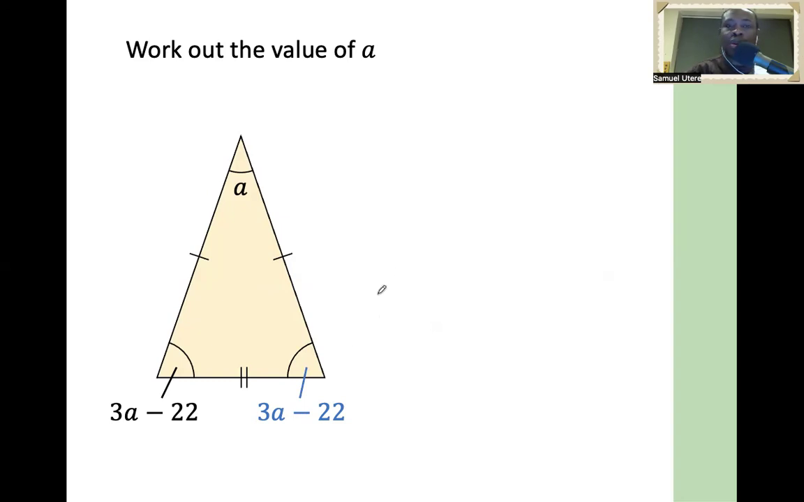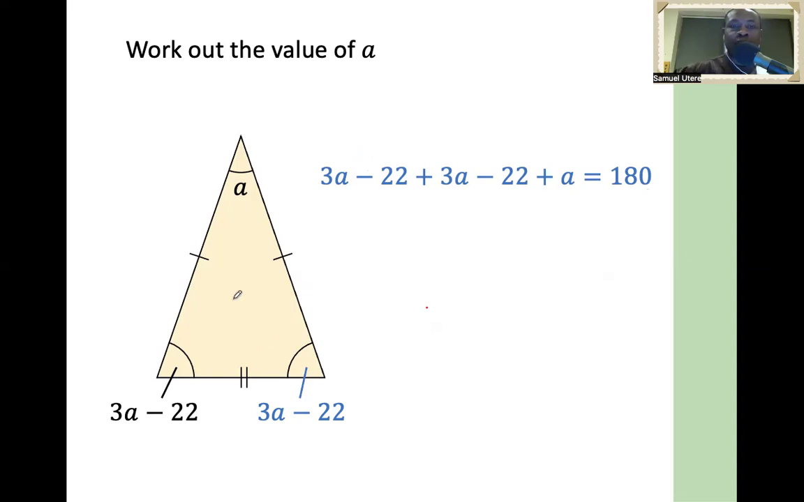And what else do we know about the angles in a triangle? We know that the angles in a triangle will sum or add up to 180 degrees. So we can start to write these expressions like this. So 3A subtract 22, add 3A subtract 22, add A equal to 180 degrees.